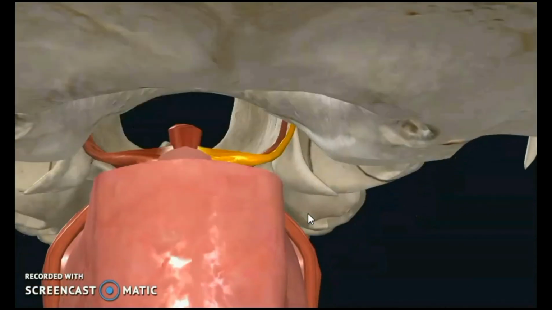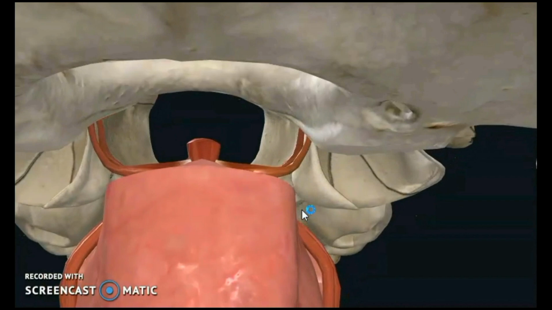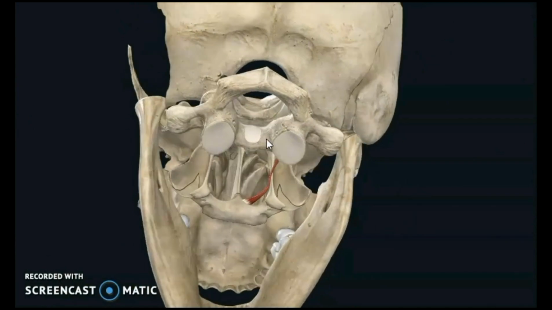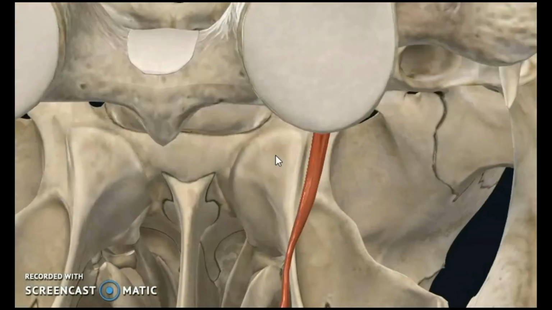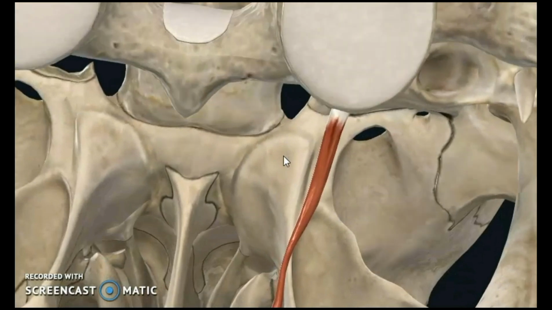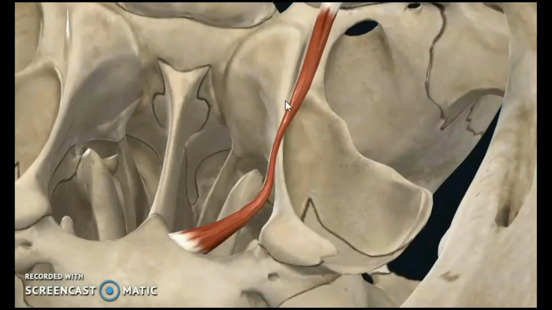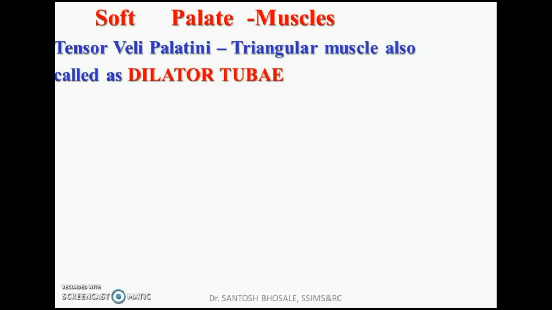You can see that is tensor veli palatini. You are seeing there how it is forming the fibrous framework, and this is levator veli palatini coming to the medial side from the apex of petrous temporal bone and inserting into the fibrous framework. Action is it elevates the palate so that it closes the pharyngeal isthmus, separating the nasopharynx from the oropharynx during deglutition. Next is tensor veli palatini.